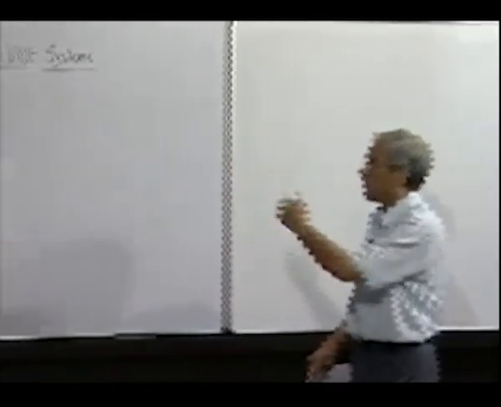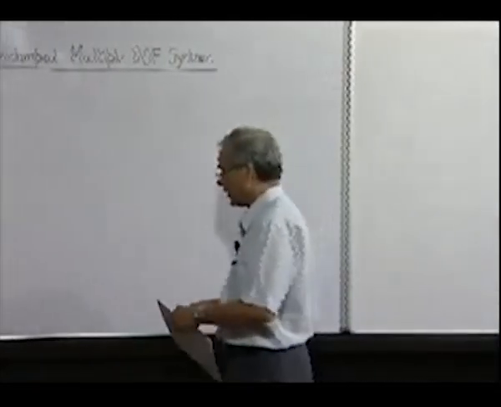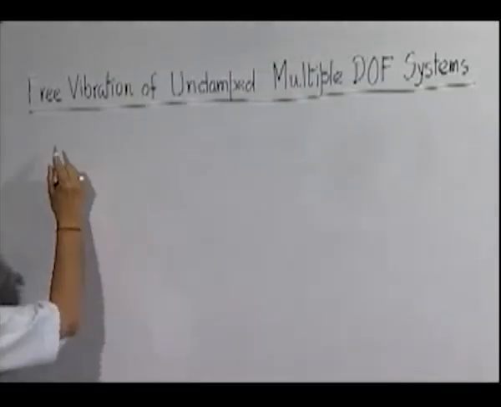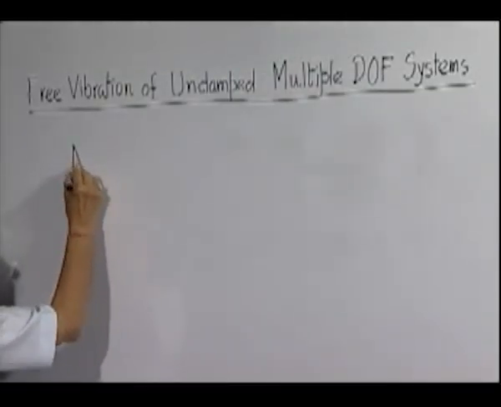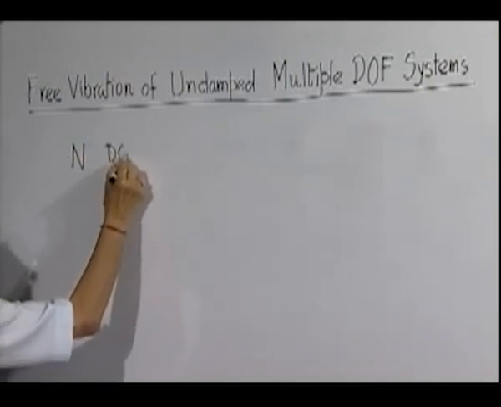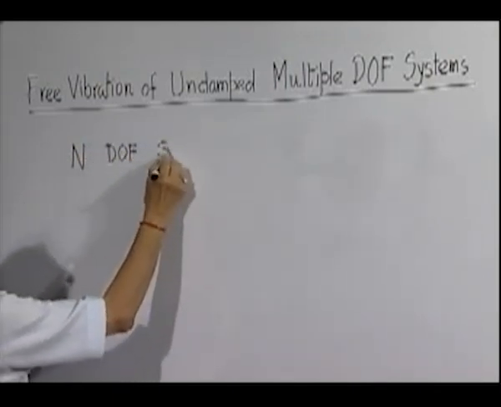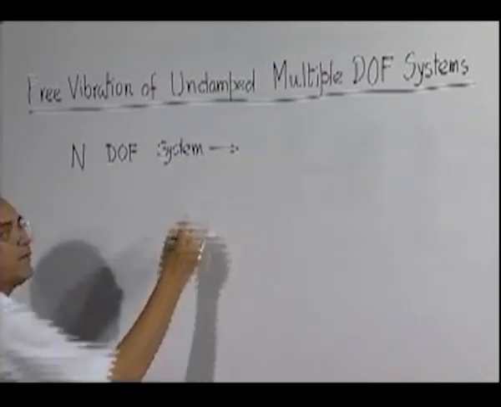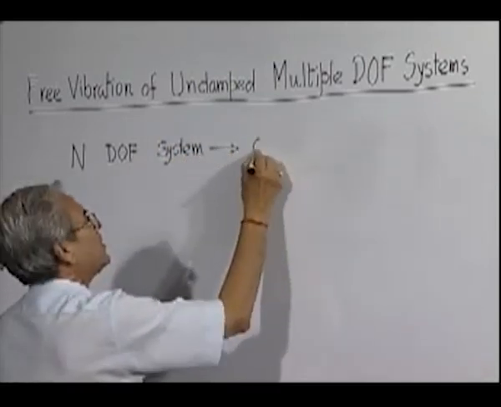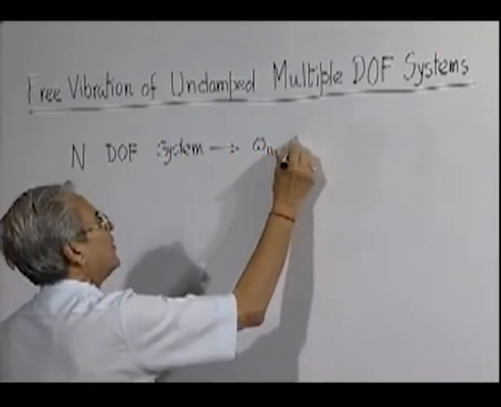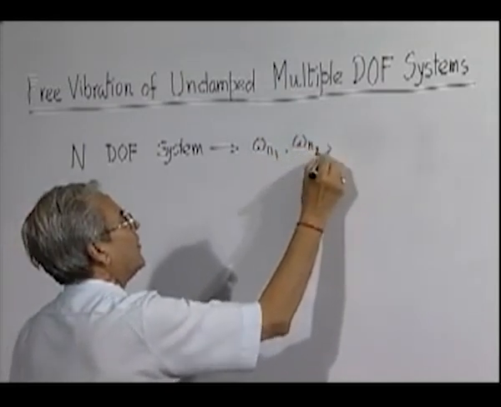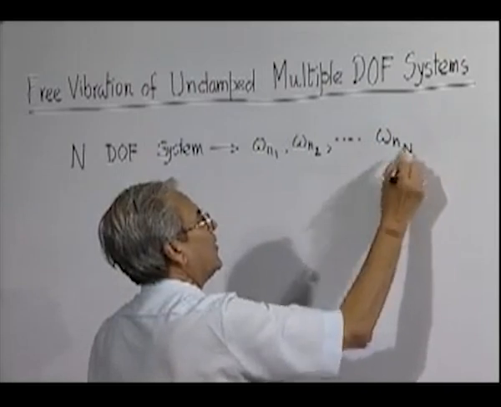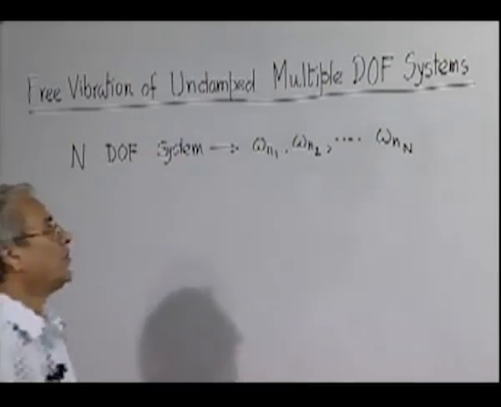So, therefore, in an n degree of freedom system, we will have n number of natural frequencies and n number of modes.